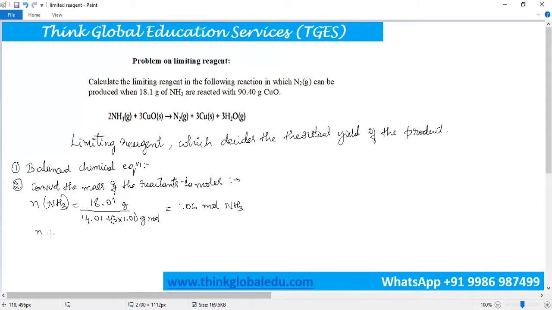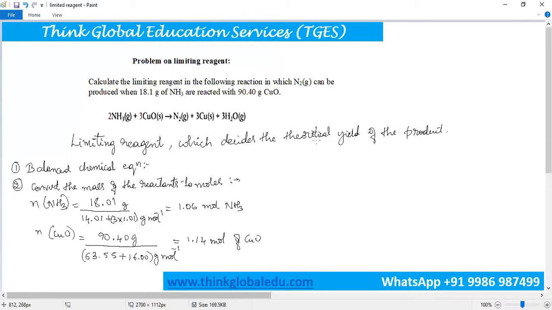And the number of moles of copper oxide will be equal to the given mass, which here is 90.40 grams, over the molecular mass of 63.55 plus 16.00 grams per mole, which will be equal to 1.14 moles of copper oxide.